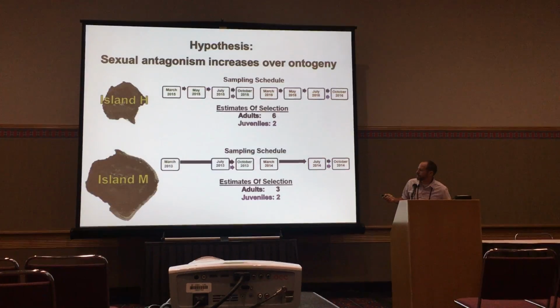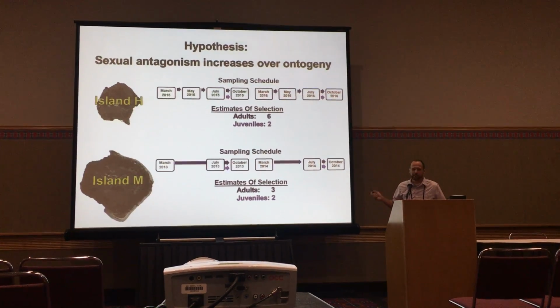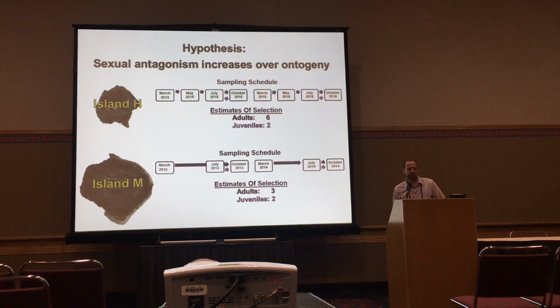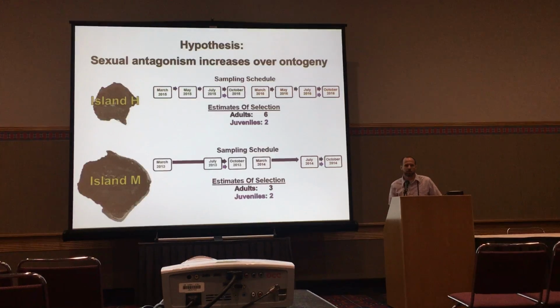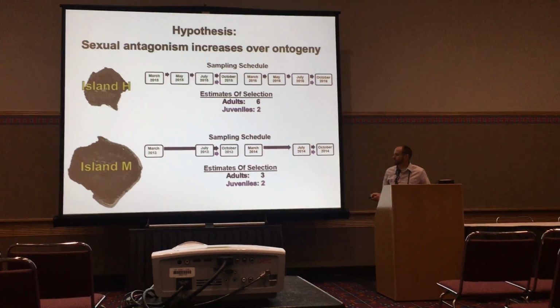And then I'm also pulling in data from this other island that I worked on previously. The sampling schedule was a little bit different, but it gives me 3 more estimates of selection on adults and 2 more on juveniles. So now I have a few more data points to do this.